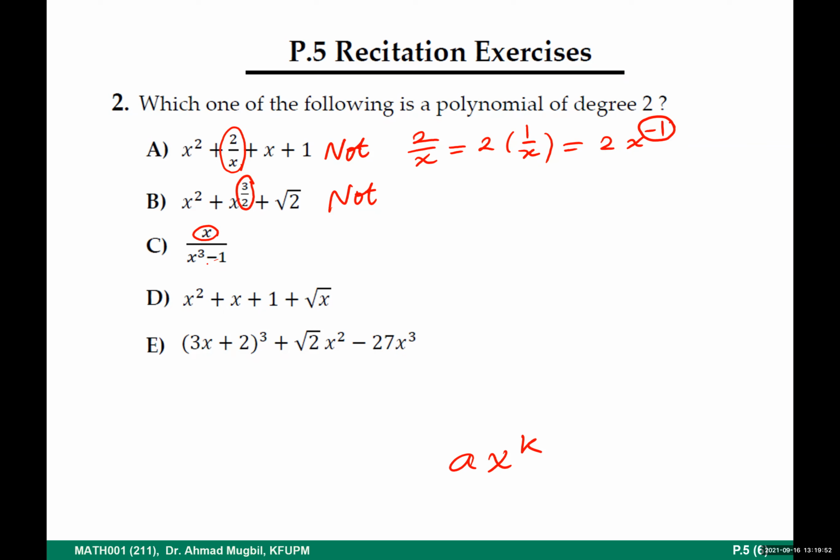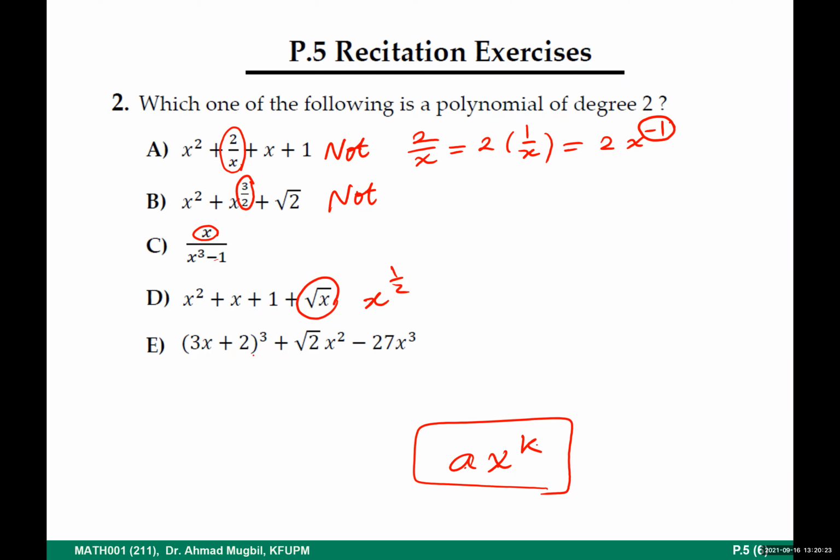Of course, you need the degree of the numerator to be greater than or equal to the degree of the denominator to have a polynomial. Here at the end, the power will not be a non-negative integer. Of course, we should always have it in this way: a real number multiplied by a variable to the power that is a non-negative integer. And what about d? Why is d not a polynomial? Because of this term. So this is x to the power a half.